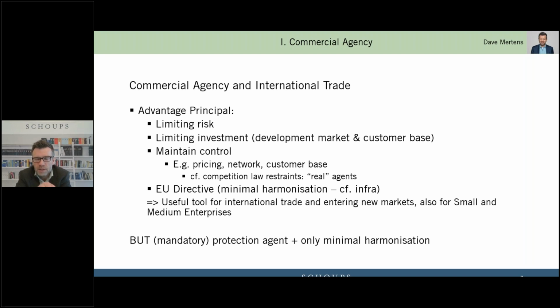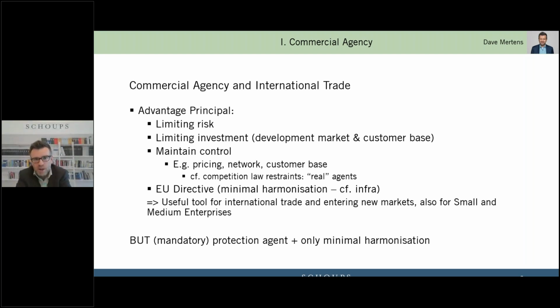Another element here is because of the potential advantage for international trade for commercial agency, the European Union has imposed minimal harmonization via the directive we'll be talking about later. And because the law has been harmonized throughout the European Union, that is also an advantage for commercial agency, because you know that the law in the different member states is more or less the same, which makes it a useful tool for small companies.